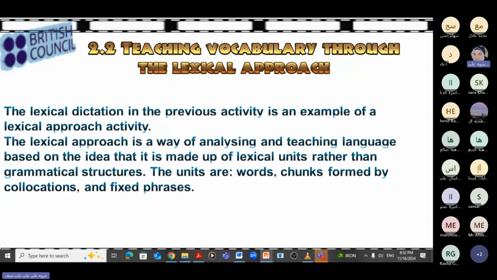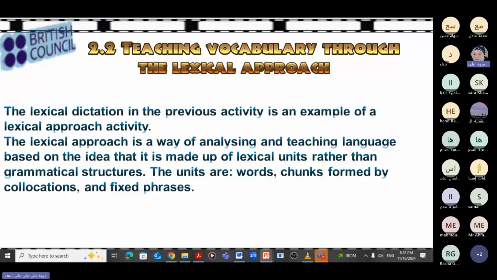So I was speaking about the collocation and the semi-fixed collocation, but let's speak a little bit about the dictation activity that we had a while ago. The lexical dictation in the previous activity is an example of a lexical approach activity. But what is a lexical approach in the first place? What is the definition of it? What's this way of teaching vocabulary and why is it important? So let me tell you a little bit about it.